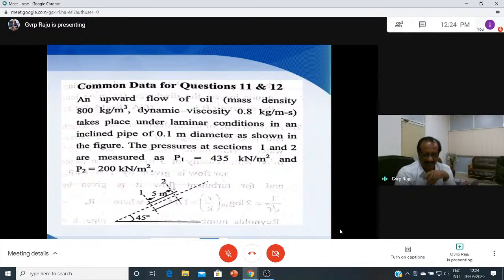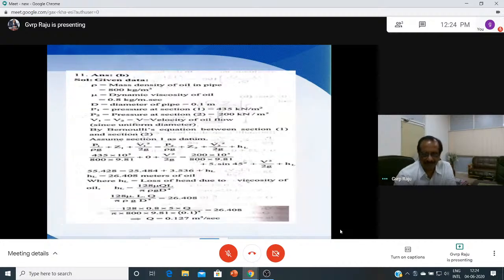You need to have a vertical distance here. Z1 is 0 at this location, and this is Z2. The vertical is the opposite side, so it is 5 sin 45. You can easily know everything, but you may be confused here: he has not given Z2 directly, he has given the inclined distance and the angle. You can take the vertical distance with the help of sine.